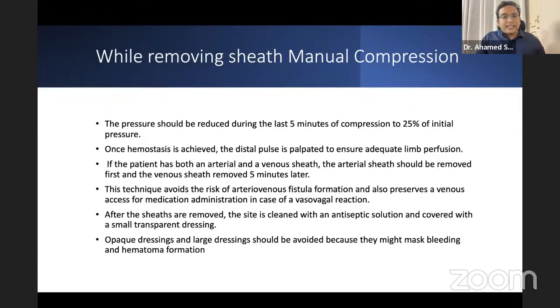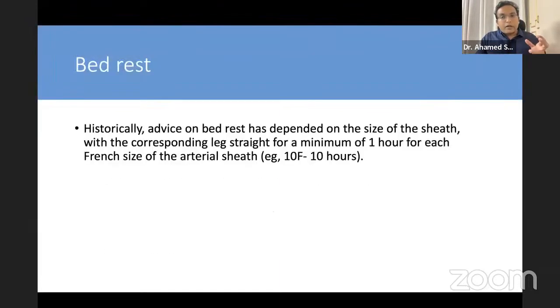Always clean the site with antiseptic solution and cover with a transparent dressing. Opaque dressings and large dressings should be avoided because they might mask any hematoma formation, which we have to be careful of. Even if the hematoma is large, it can even cause syncope.